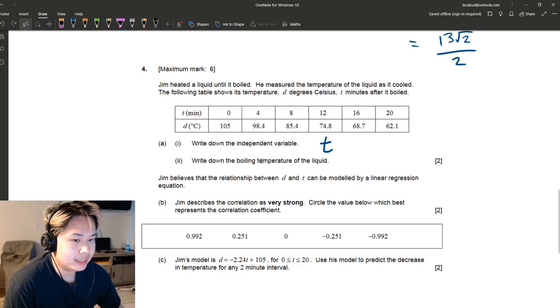Write down the boiling temperature of the liquid. So he heated this up until it boiled. He measured the temperature of the liquid as it cooled. So that means that this initial temperature is the boiling temperature.